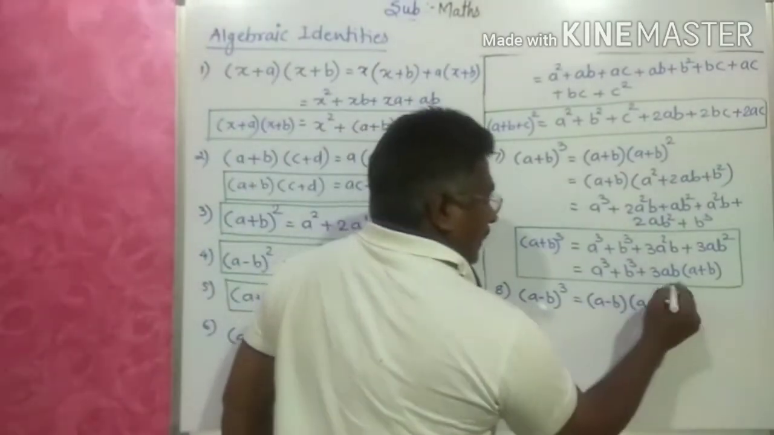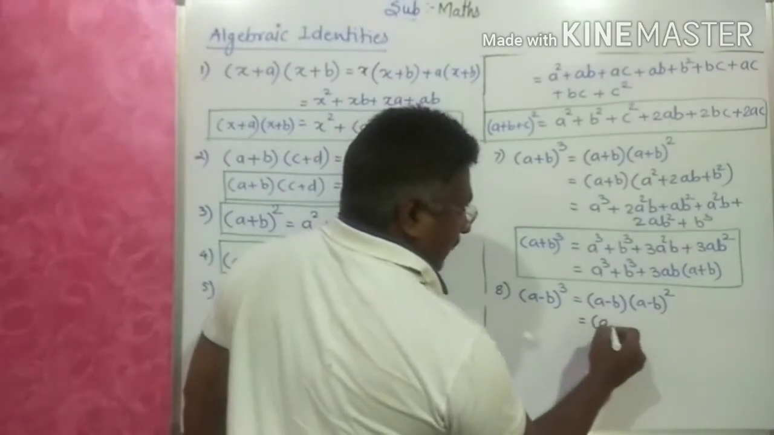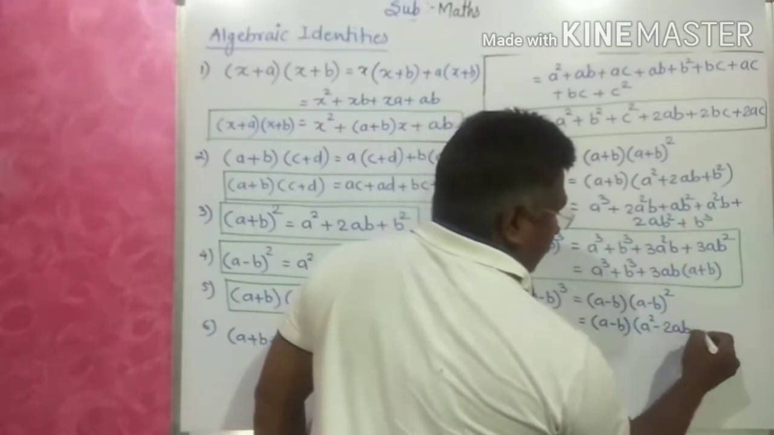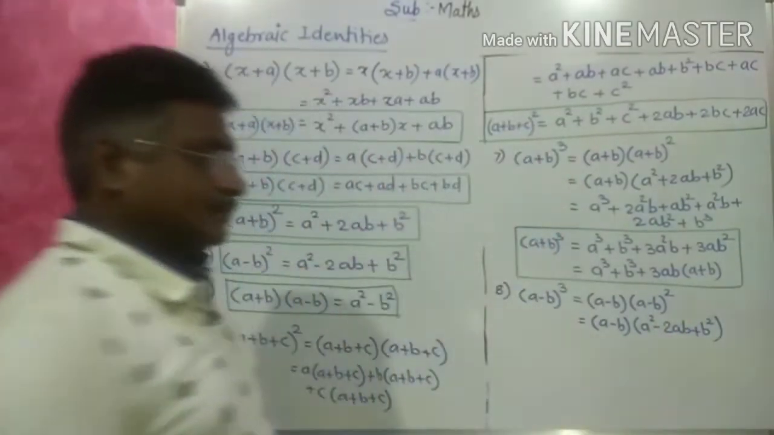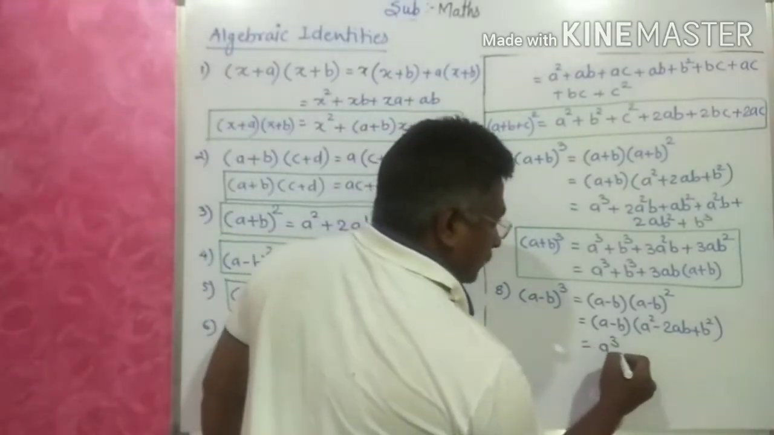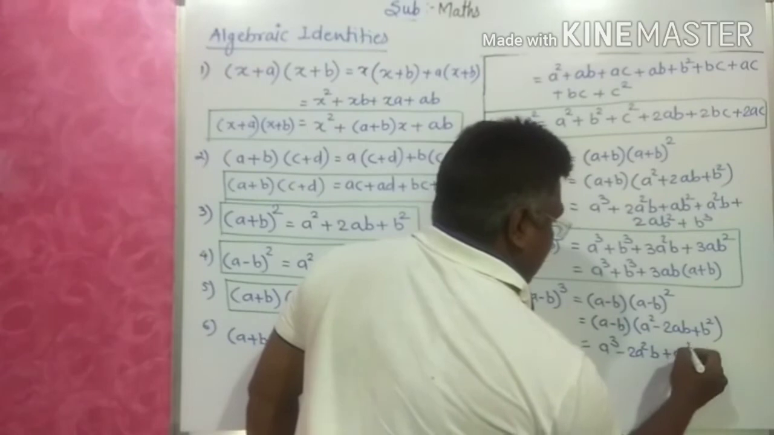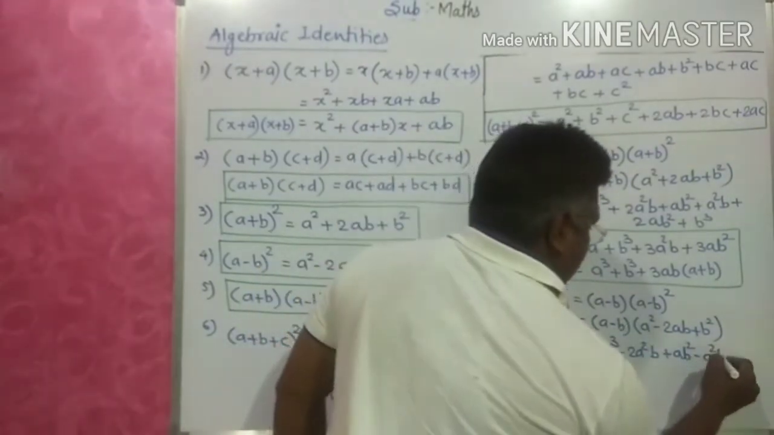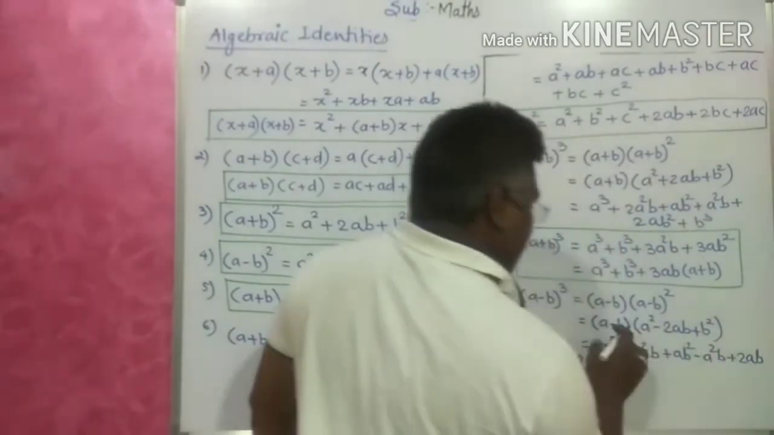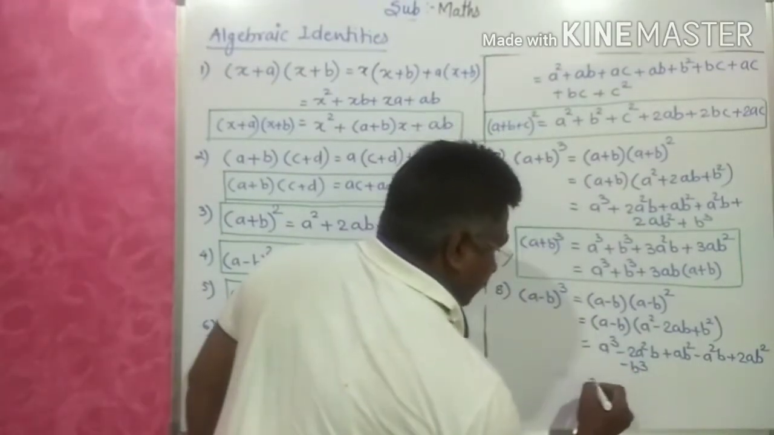Sorry, A minus B into A square minus 2AB plus B square in this way. So simplify this. What will we get? A cube minus 2A square B plus AB square minus A square B plus 2AB square minus B cube.